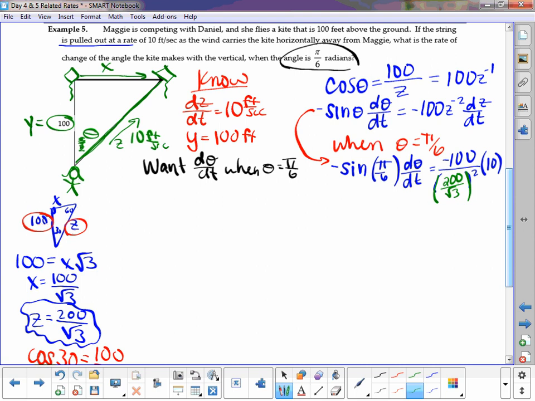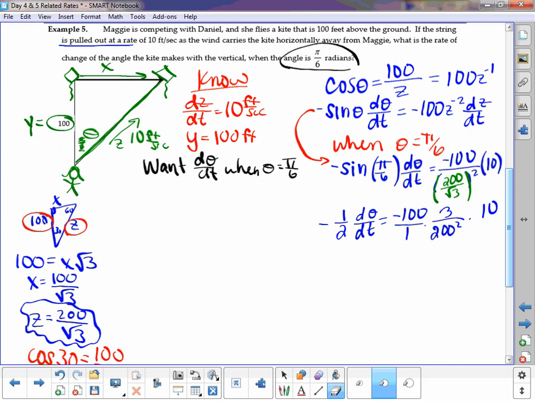So now from here, it's just doing arithmetic. Oh, we have to evaluate our trig, then it's arithmetic after that. What is sine of pi over 6? 1/2. I'm going to clean this up a little bit. Let's see, we've got negative 100 over 1 times the reciprocal, and squaring it, I get 3 over 200 squared times 10. Personally, when we're dealing with big numbers like 200 squared, I like to just think of it as 200 times 200, so I'm going to just rewrite it that way. Makes it a little bit easier to work with.